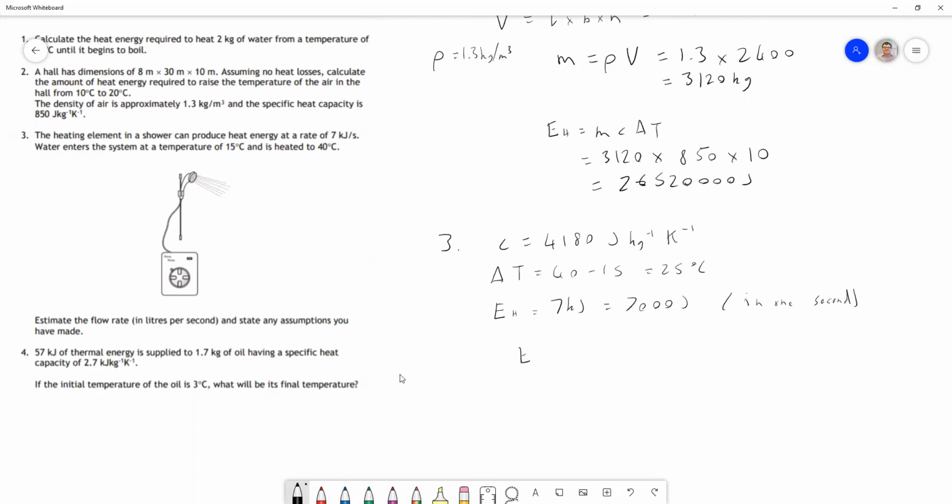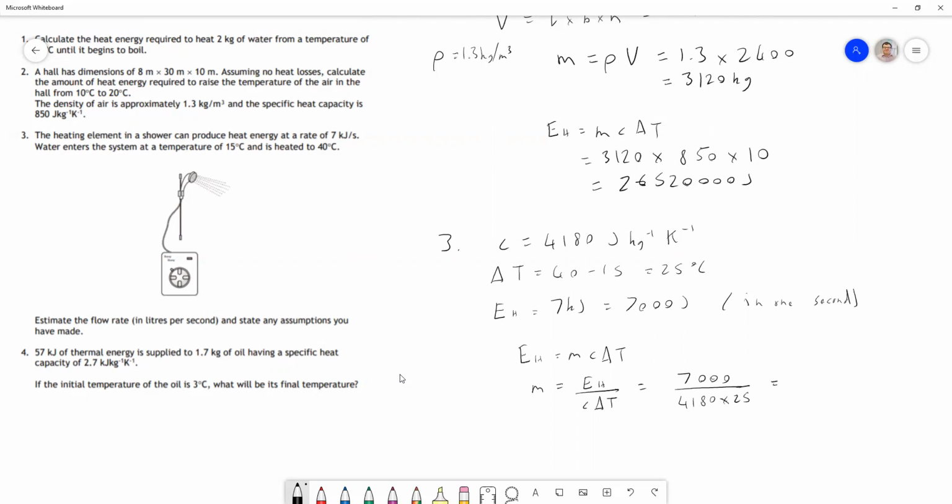So our formula is heat energy is equal to M times C times delta T. So we can rearrange this to find the mass. Mass is equal to heat energy divided by C and delta T. We divide by everything that's multiplied by M to get M by itself. And we can put in our values. We're going to have 7,000 for E, and then we're going to have 4,180 times 25 on the bottom there for our values for C and delta T.